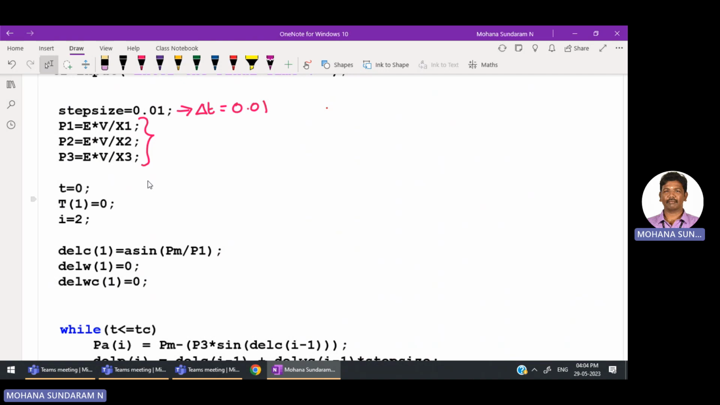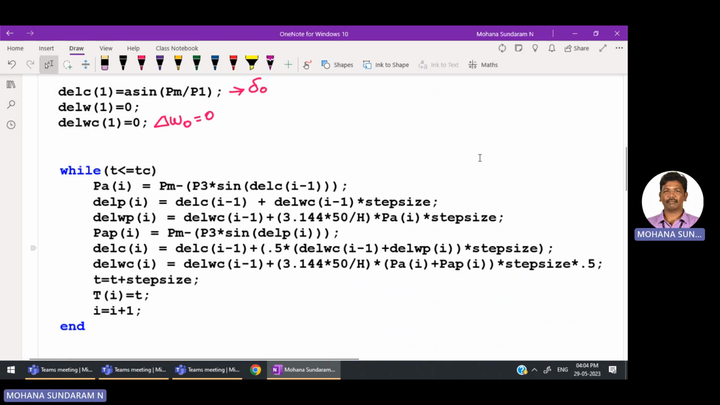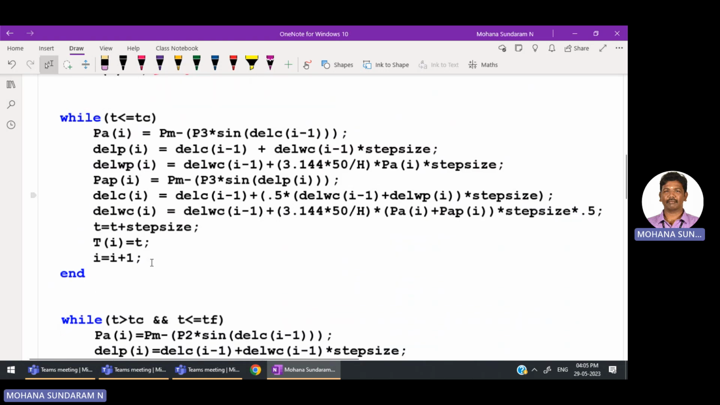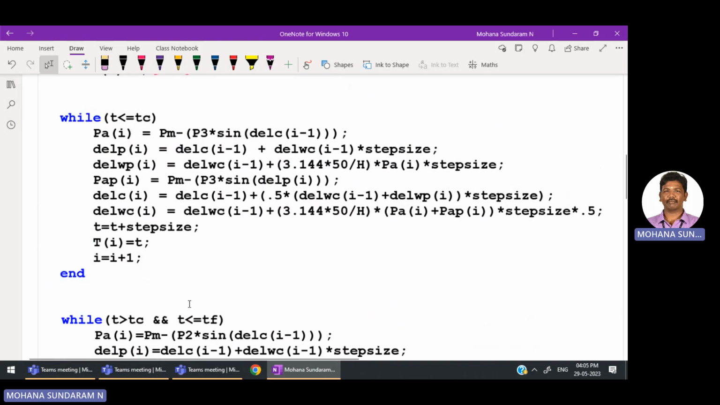These are nothing but your maximum values during fault, after fault, before fault, after fault, and during the fault. These are your initial values. Okay, initialization values. And see here you are actually assuming it as del naught, and here you are assuming del omega naught is equal to 0. That's all. Now this code I just now taught you. This is one code, and the same code is repeated again with slight changes, only one change.